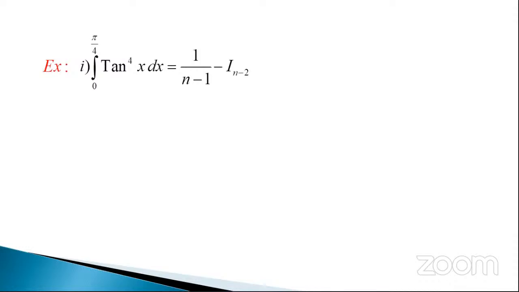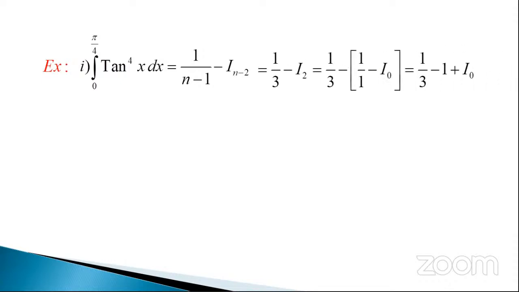Integral over 0 to pi by 4 of tan to the power of 4x dx is equal to, by the reduction formula for tan to the power of n x dx, 1 by n minus 1 minus I n minus 2. Now, your value of n equals 4 only. So it is 1 by 3 minus I2, since n equal to 4 means 1 by 4 minus 1, that equals 1 by 3 minus I2.